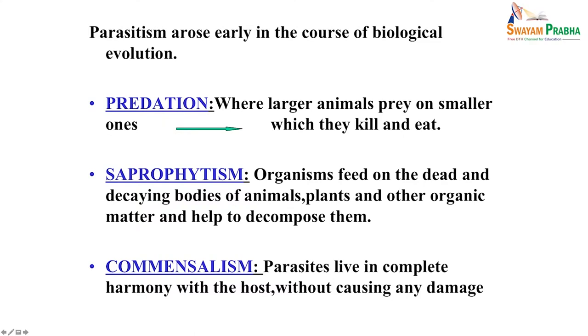Like we all know about predation. Now, what is predation? We have seen over a period of time, there are larger animals which prey on smaller animals, which they kill and eat. So, this is a rule of nature by which nature is going on.